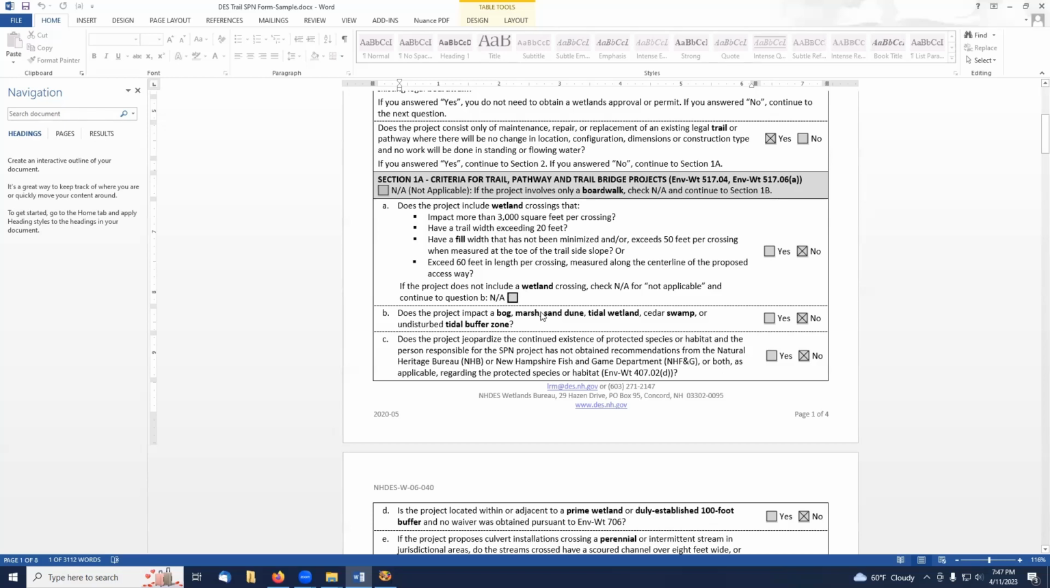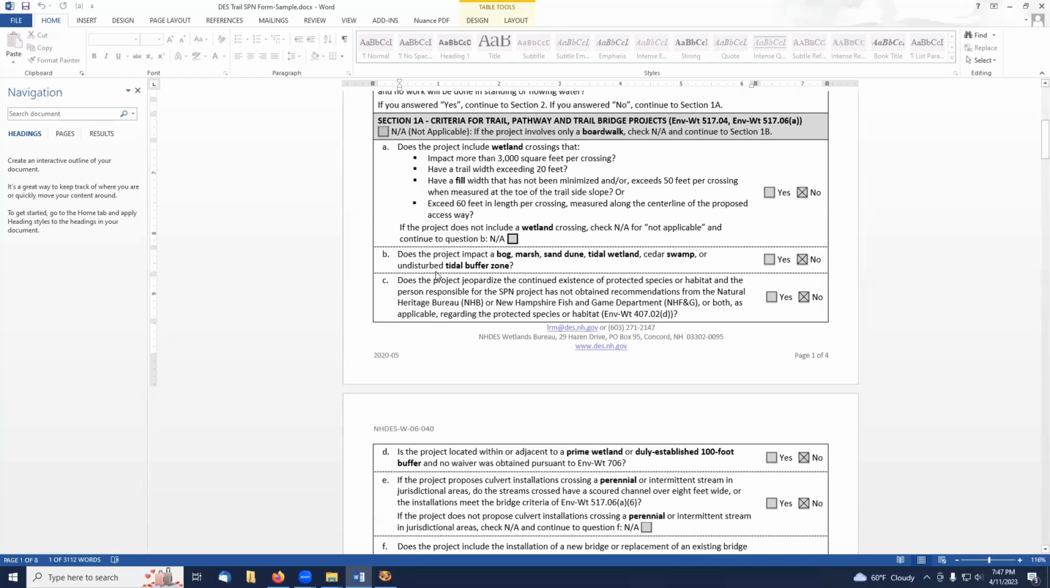So the next question is 1AB. Does the project impact a bog, marsh, sand dune, tidal wetlands, cedar swamp, or undisturbed tidal zone? And the answer is no for my project and for pretty much any projects that you guys are going to be doing. They're not going to allow you to go across any of these things. Okay. So, you know, a small little wetland crossing, that's one thing. If you're trying to cross a bog, not a good thing. A bog is usually multiple feet thick and it's usually a very sensitive area. So you don't want to be anywhere near that.